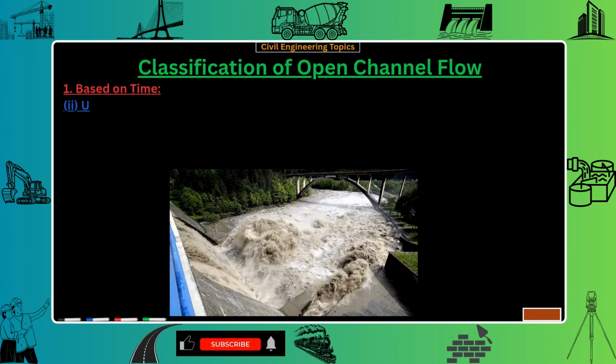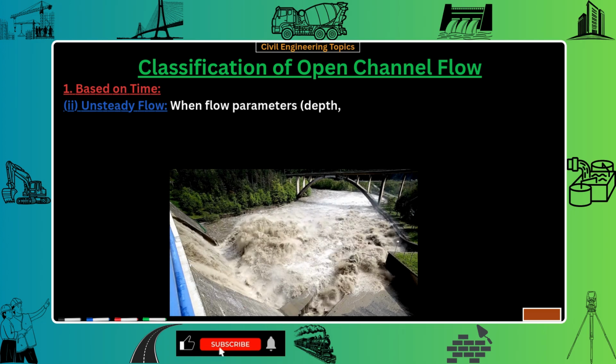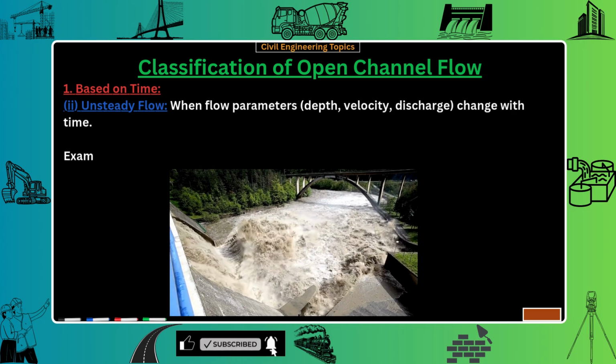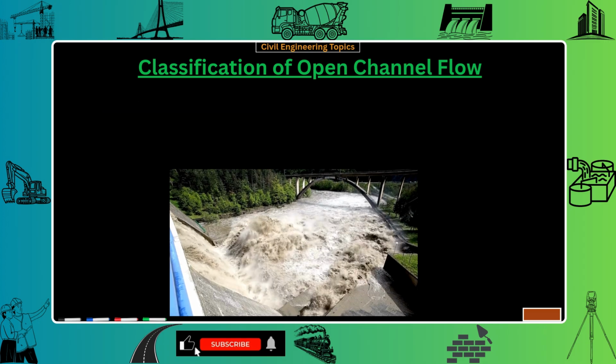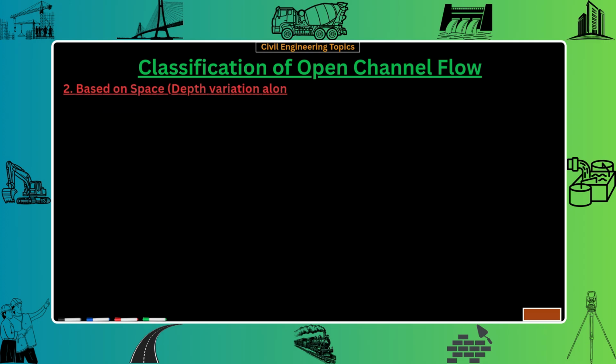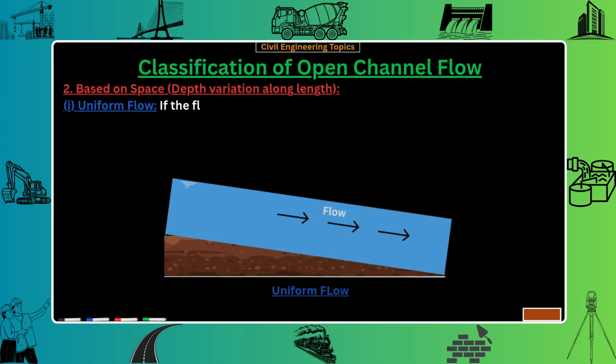When flow parameters (depth, velocity, discharge) change with time, it is called unsteady flow. Example: river during flood, reservoir releasing water. Next criteria is space. Based on space, uniform and non-uniform flows are classified.